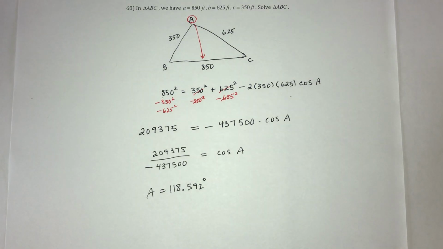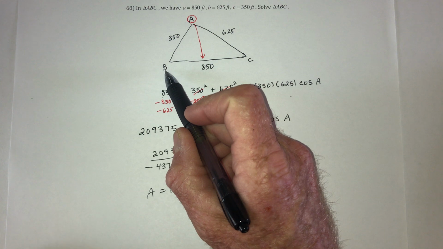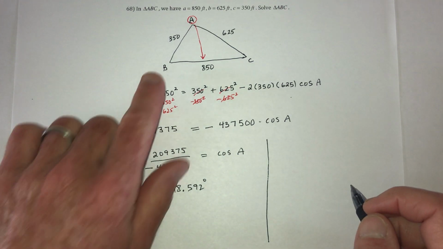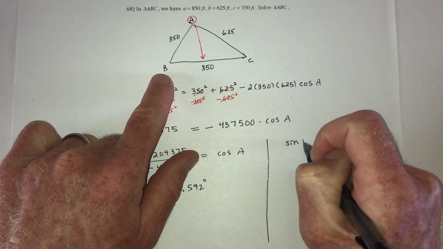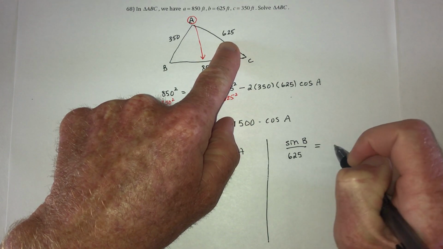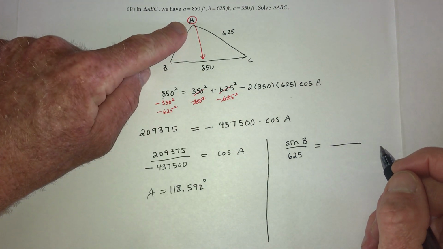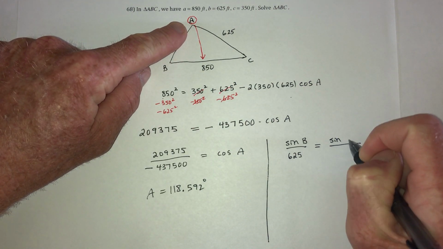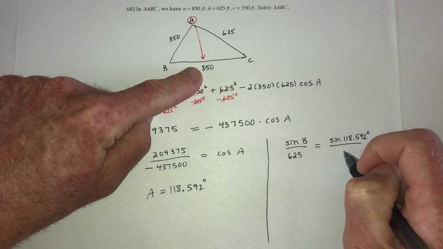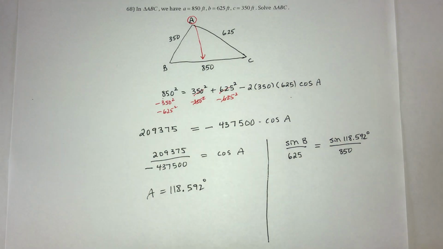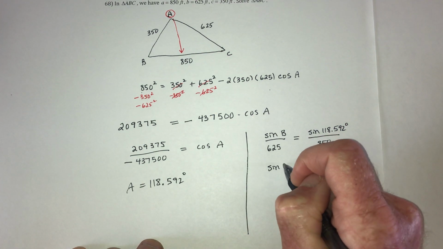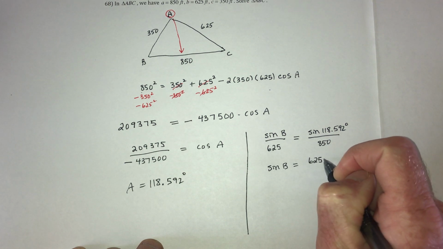All right, who's next? I saw B raise his hand, so B is next. And for that, we could use the law of sines. So just go sine of B divided by its side, 625, equals, and now we're going to need to use what we got for A, sine of A, 118.592, divided by its opposite side, 850. And then multiply both sides by 625.